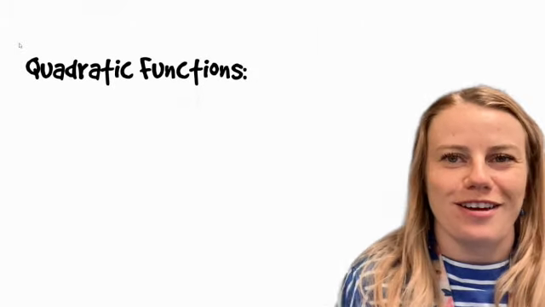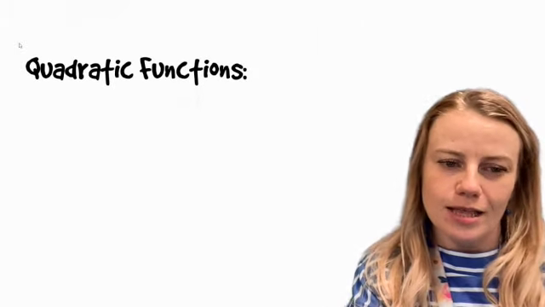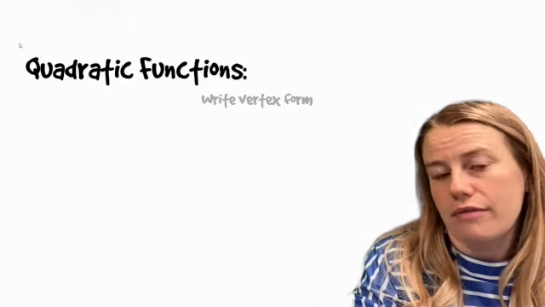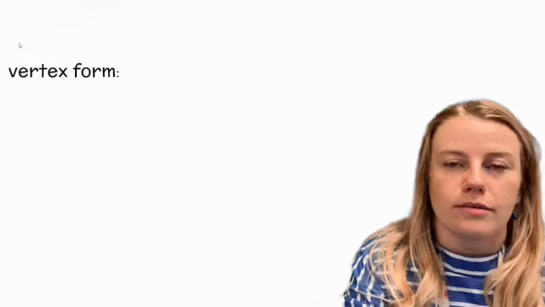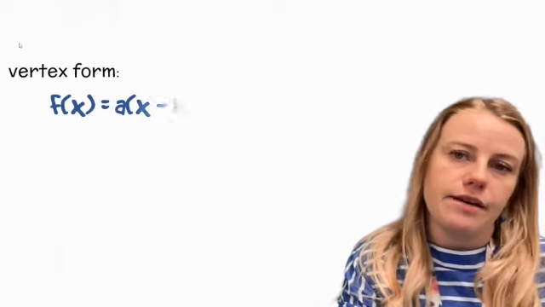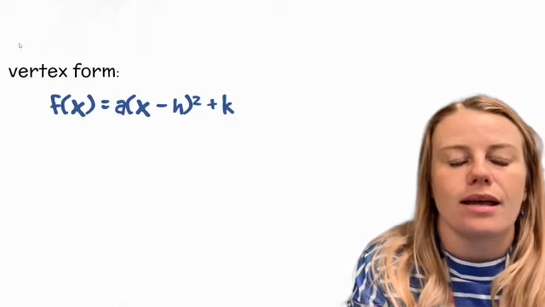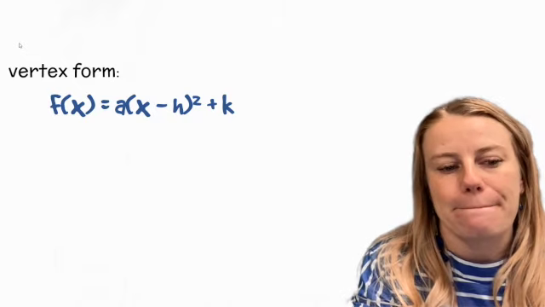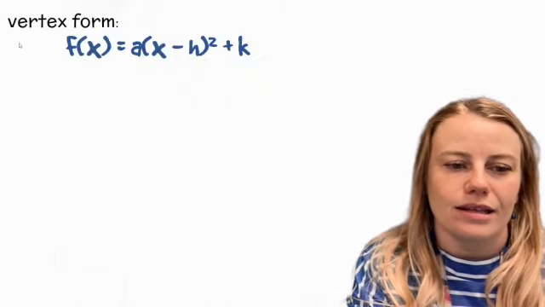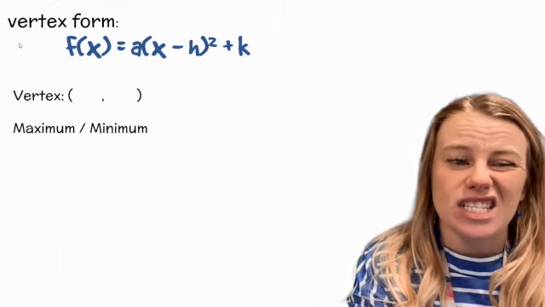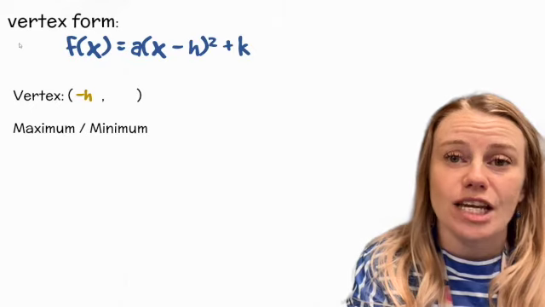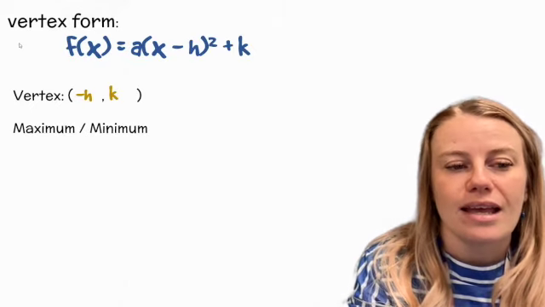All right, let's get started with our quadratic functions. Let's write them in vertex form from a graph. Remember, our vertex form is f of x equals a(x minus h) squared plus k. Remember that our vertex in vertex form is the opposite of h, k.